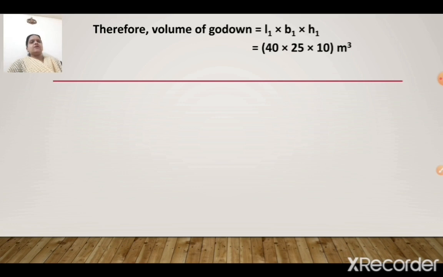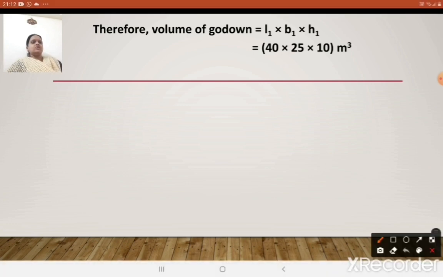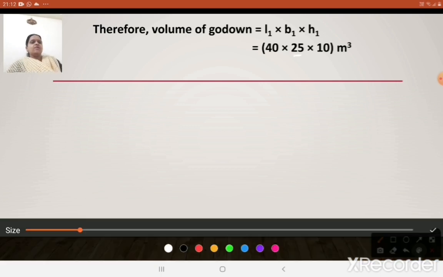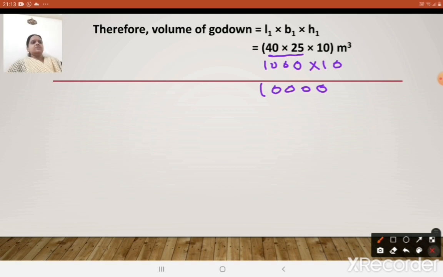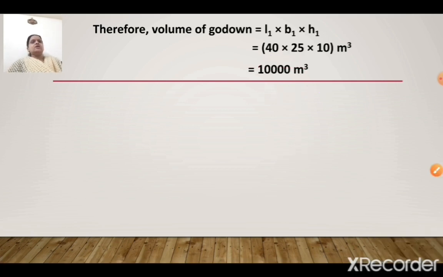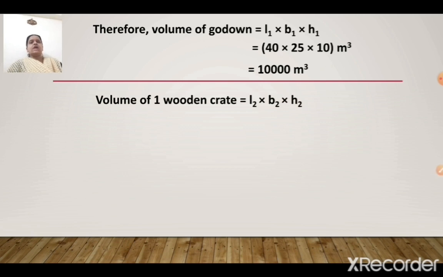Now here I will first find out the volume of the godown, L1 into B1 into H1. So here what will be the calculation? 40 into 25 into 10. So here 25 into 4. Yes. So what will it be? 25 4s are 100, into 10, that is 1000, multiplied by 10. So it will become 10,000. So the volume of the godown is 10,000 meter cube. Correct?